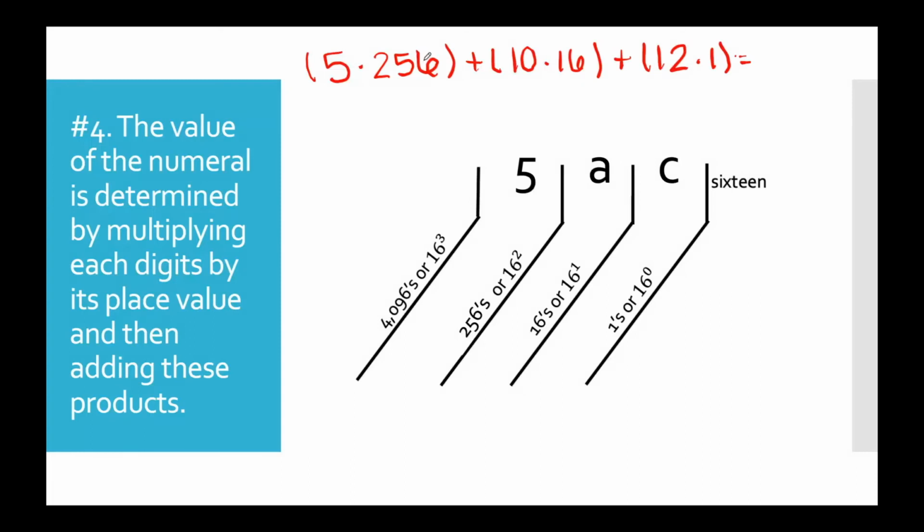5 times 256, since there's a value of 5 in the 256's place, plus 10 times 16, since the symbol A represents a value of 10 in the 16's place, plus 12 times 1, since C represents a value of 12 in the 1's place. When I multiply and add my products together, I find that 5AC base 16 has a true value of 1,452. Number 5, the value of the digit depends on its place in the numeral.